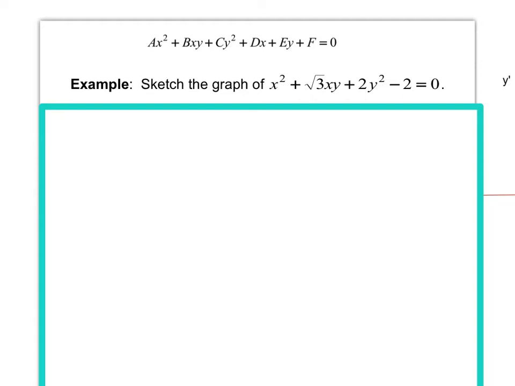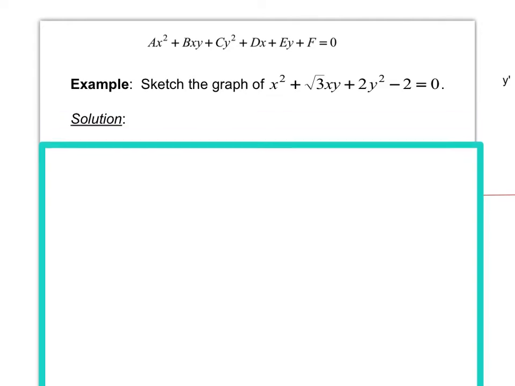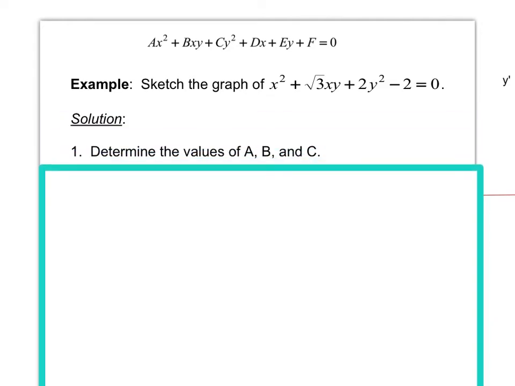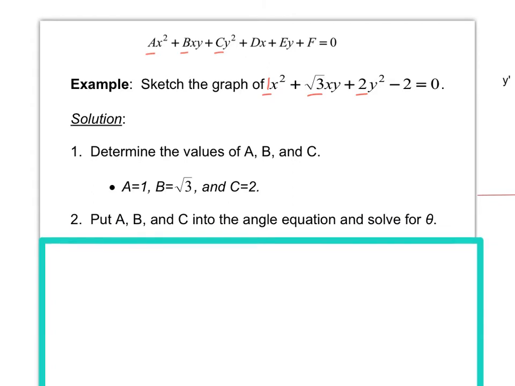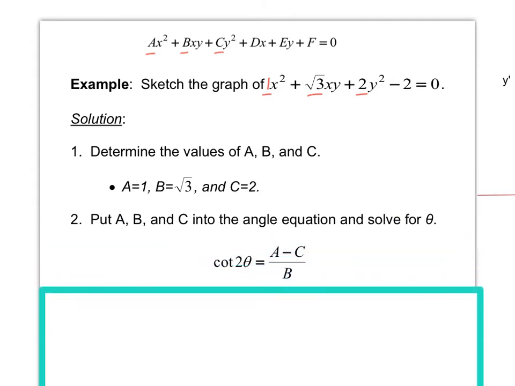Okay, so the first thing we need to do is figure out the values of a, b, and c. Well, in our equation, a is the number in front of the x squared, b is in front of the xy, and c is in front of the y squared. So for this particular problem, I've got a is 1, b is radical 3, and c is 2, because I have a 1 here, radical 3, and a 2. So I'm going to take those numbers and put them into the equation cotangent 2 theta equals a minus c all over b.